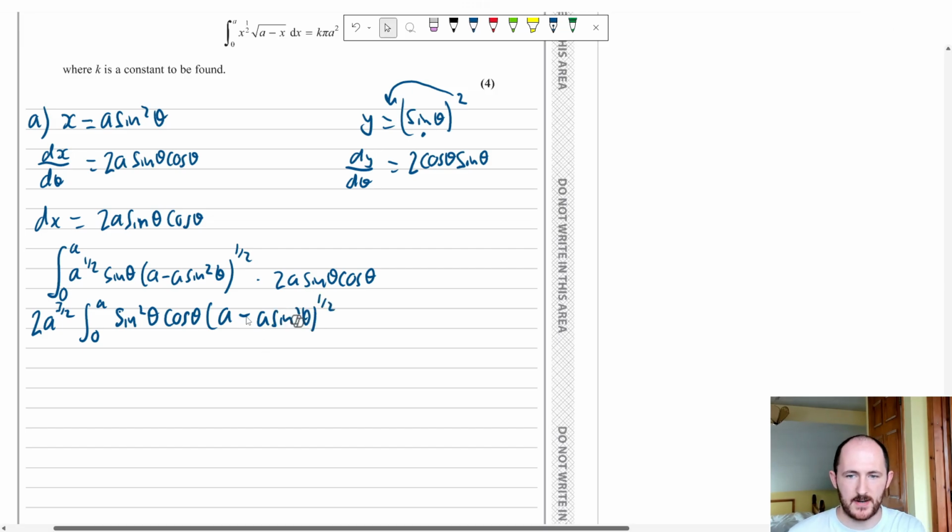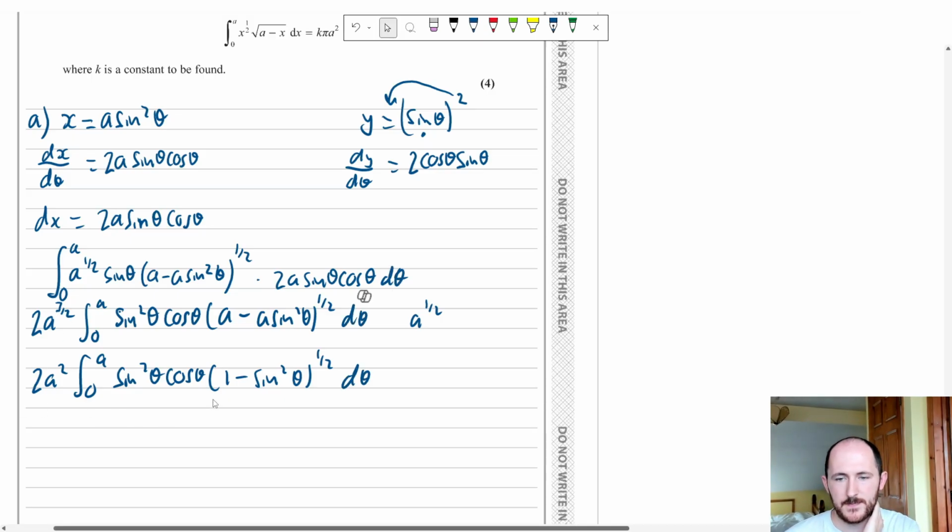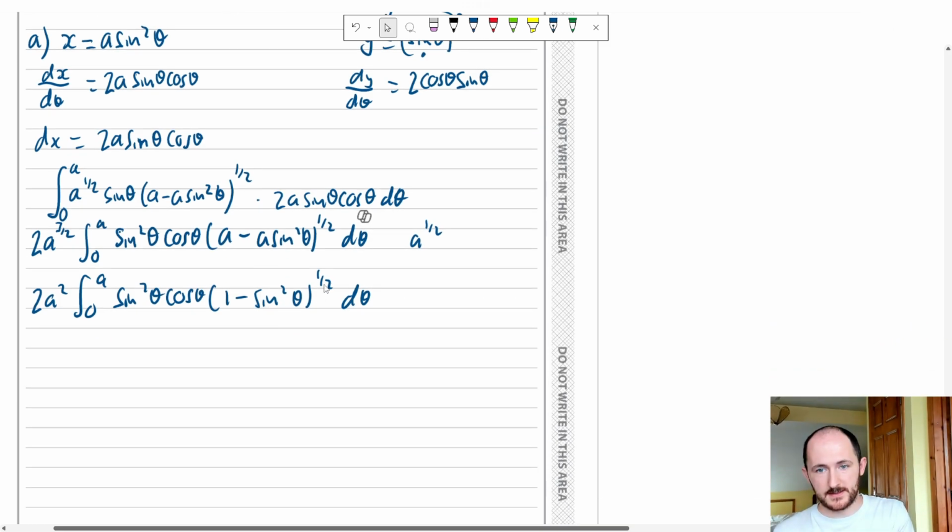We can actually factorize out an a from here, so we factorize out an a to the half. If I add that to the front, 3 over 2 plus a half is 2. So it's 2a squared. And again, all I've done is I've factorized out an a from inside that bracket. That's sine squared theta, cos theta, 1 minus sine squared theta to the half. I forgot to actually write the d theta. Cool. 1 minus sine squared is cos squared. Then it's square rooted, so it's just cos. So this is sine squared theta, cos squared theta.